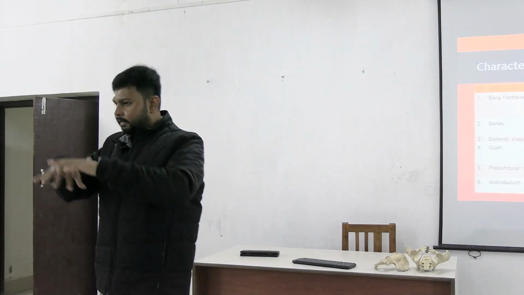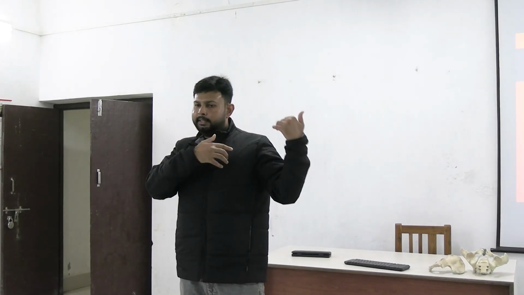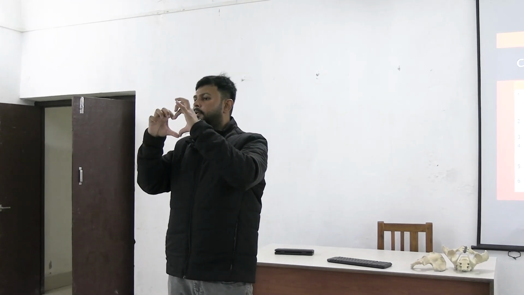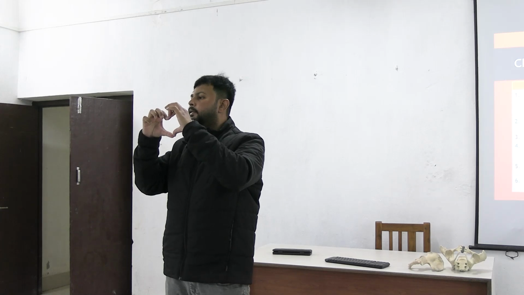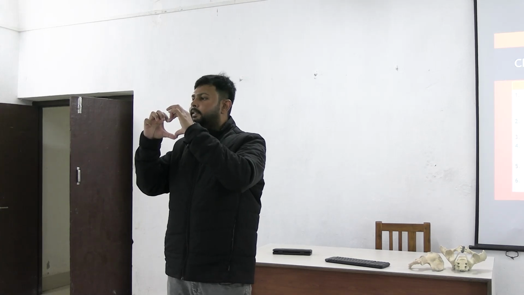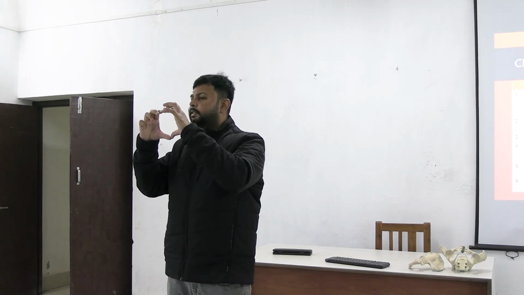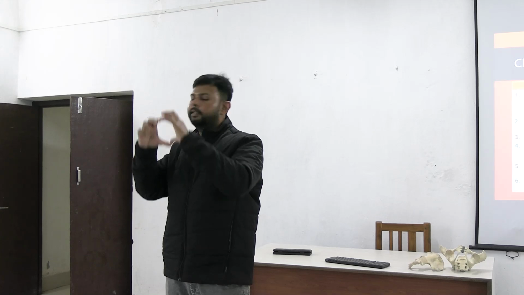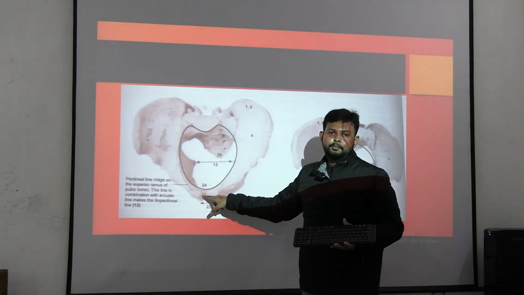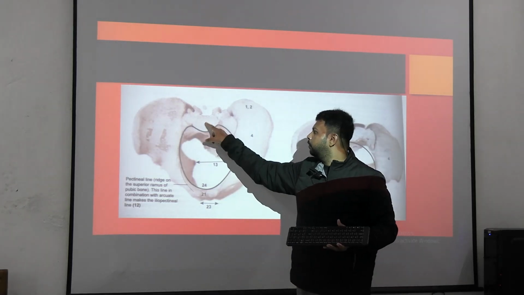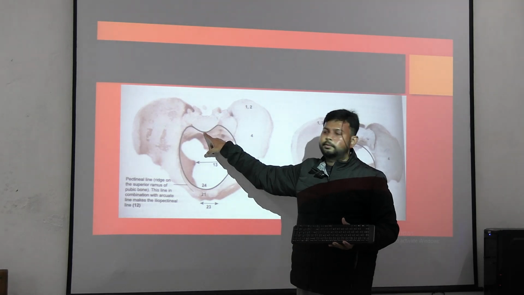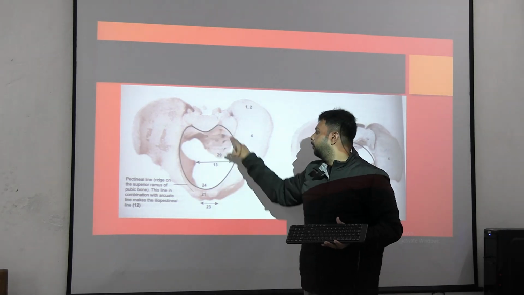Then the cavity space will be roomy, more spacious, circular, whereas in males it will be triangular. Not heart shaped. Heart shaped in whom? Males. Whereas it is circular in females. Why did it become heart shaped?